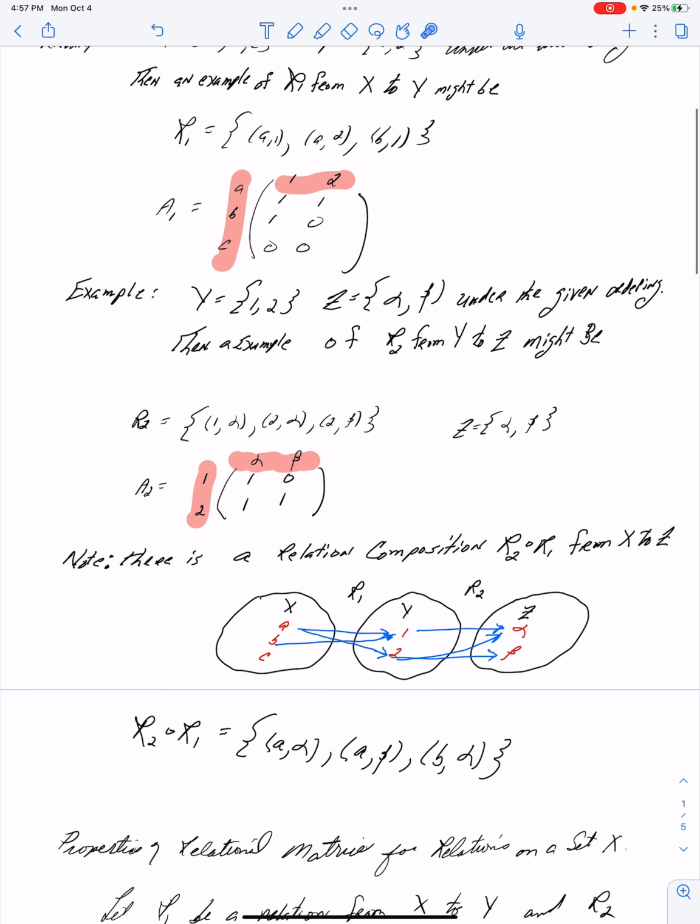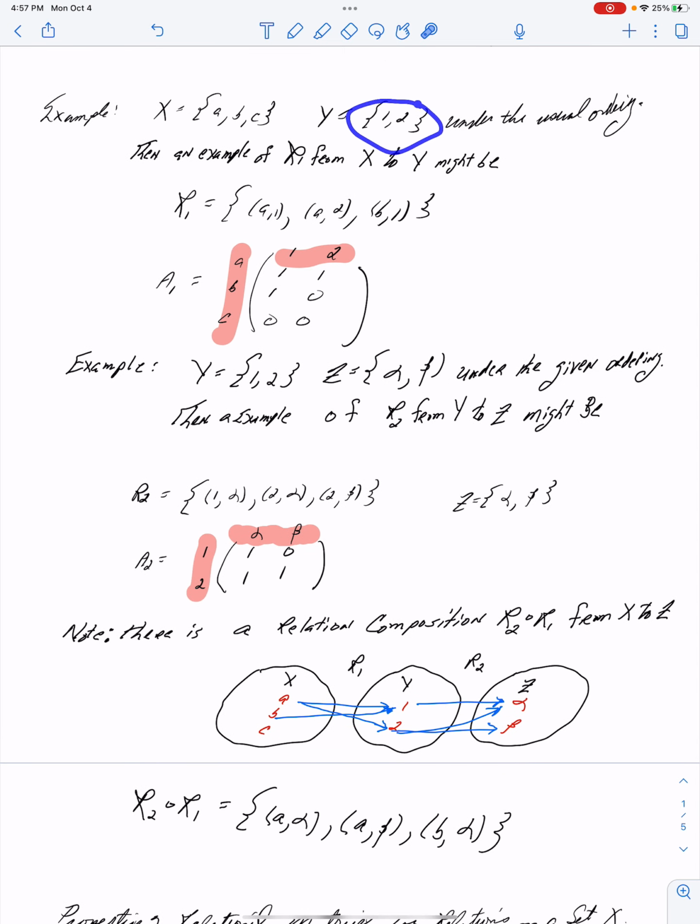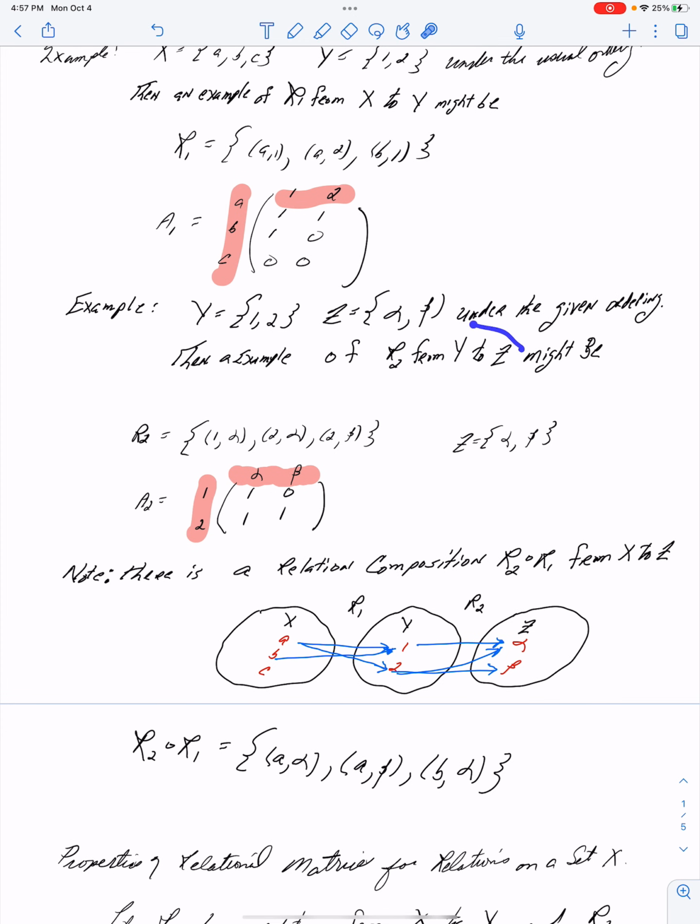Another example might be R2, which is going to be a relation going from Y to Z, where it's the same Y I was talking about up here, the set {1, 2}. And now I'm going to take it to another set, {alpha, beta}. Now I'm just going to make up a relation going from Y to Z. So I'm going to send 1 to alpha, why not? And 2 to alpha, and 2 to beta. That certainly is a relation going from Y to Z.